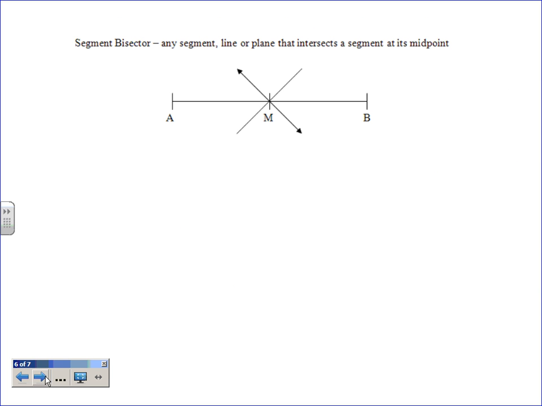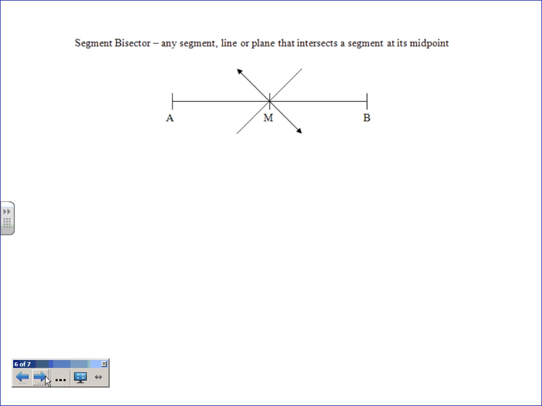This one, I hope goes without saying, but we'll say it anyway. Segment bisector. To bisect something means to cut it into sections. Bi means two sections. It's a segment bisector, so it cuts it into 2 sections. Here it will be equal sections. It can be a segment, a line, or a plane, or even really a ray. It can be just about anything that cuts through there.